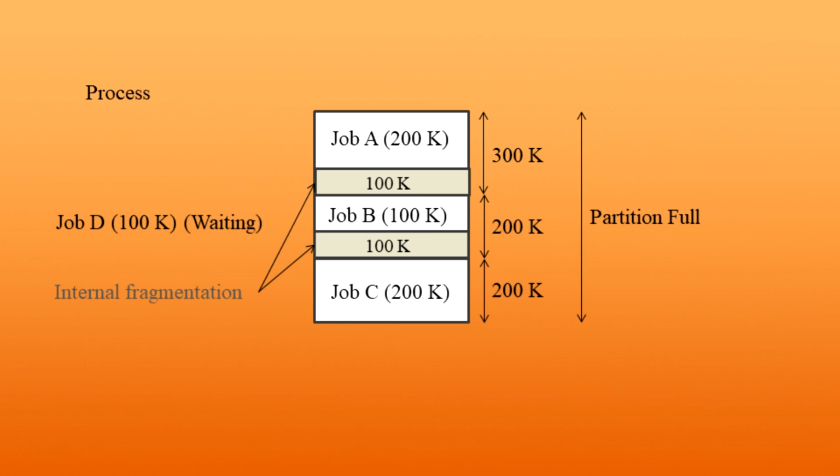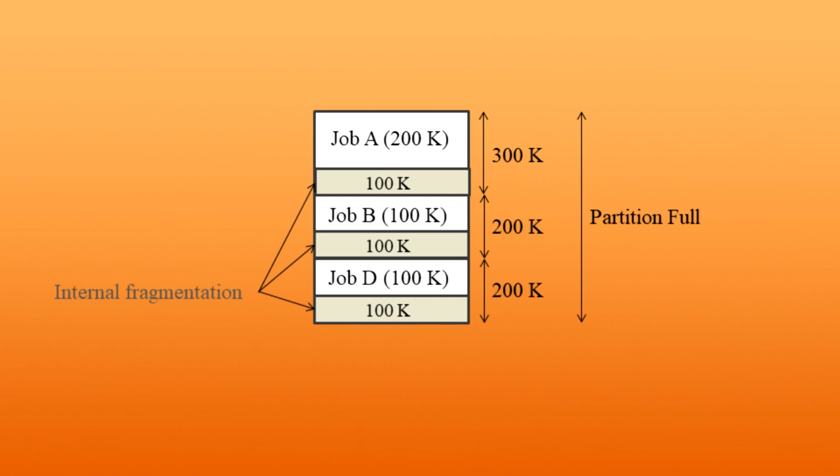Now, job D cannot be allocated because there are no free partitions, which means job D has to wait until any allocated job finishes processing. After job C finishes, partition 3 becomes free, and because partition 3 has equal or higher size than job D, job D can be allocated.